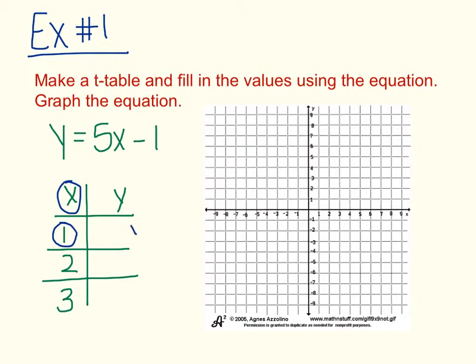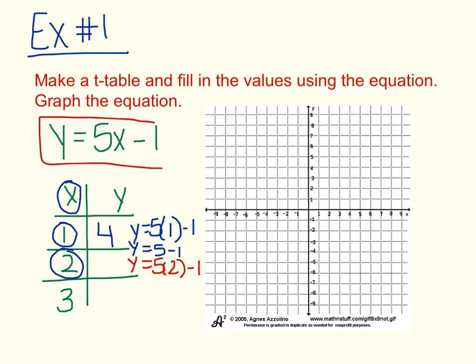So we have y equals 5, and in place of the x we have a 1, minus 1. So y equals 5 times 1 is 5, minus 1 is 4. Now I'm going to plug in a 2 in place of the x. So y equals 5 times 2 minus 1. I'm just using this equation every time. So y equals 5 times 2 is 10, minus 1 is 9.